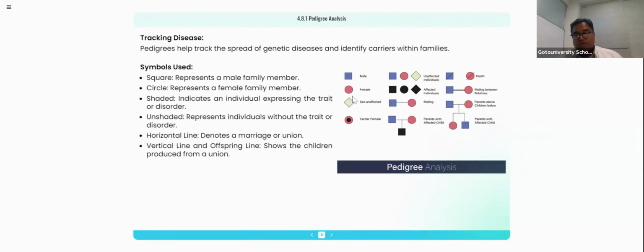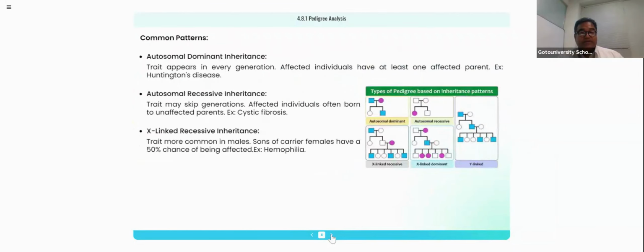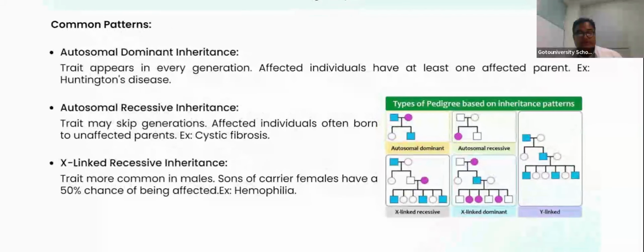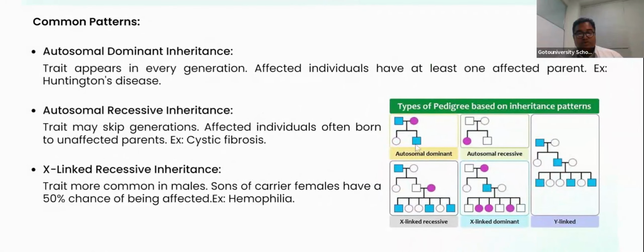All these defective symbols are already given here in the CBSE book. The explored messages: autosomal recessive inheritance. Autosomal dominant is one, autosomal recessive is one, X-linked dominant is one, X-linked recessive is one, and Y-linked recessive is one. Right? 1, 2, 3, 4, 5.